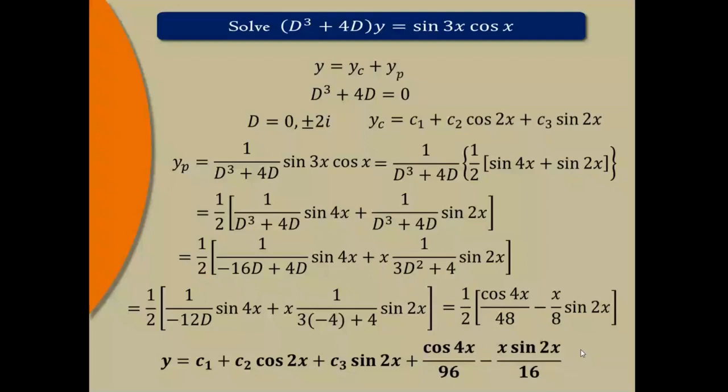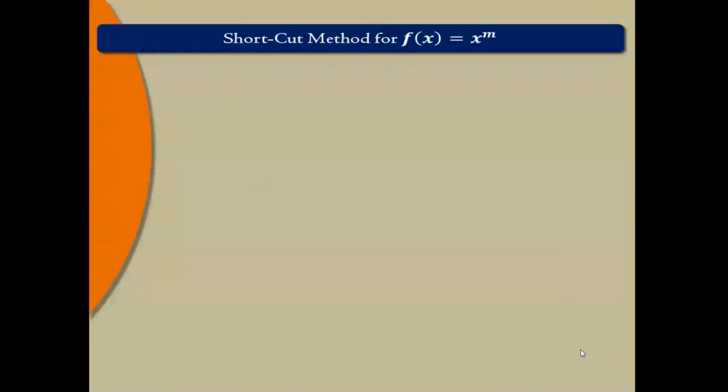The next function in the shortcut method, that is the third function, is x raised to m, a power of x, and that power should be a positive integer. M will be some positive number. Then what we have to do? This is also simple. If yp is 1 upon phi of d, x raised to m, then we try to write this phi of d as 1 plus terms in d or 1 minus terms in d. We just try to simplify this phi of d. Try to get 1 in that term, and the rest of the terms should contain d.